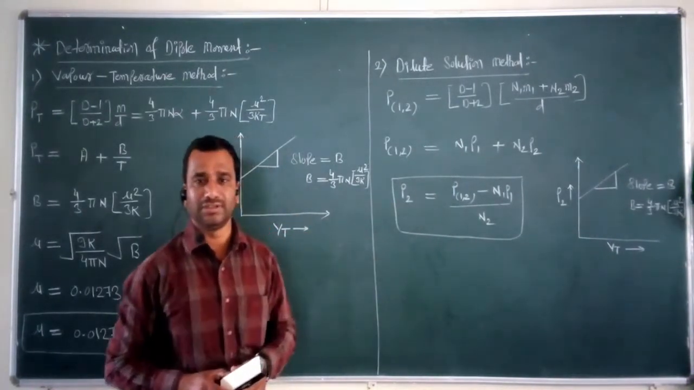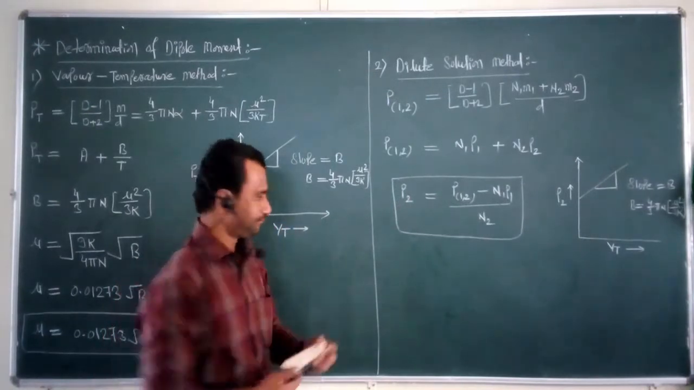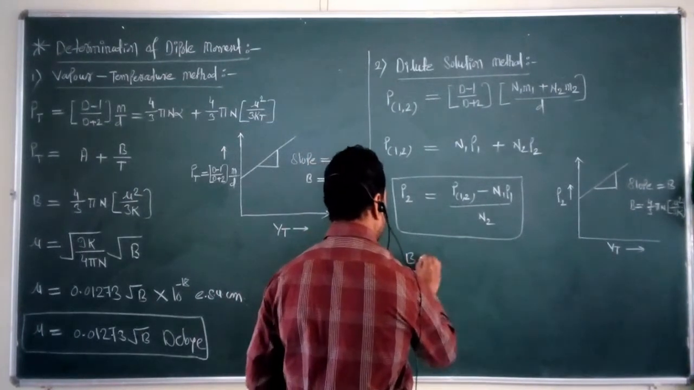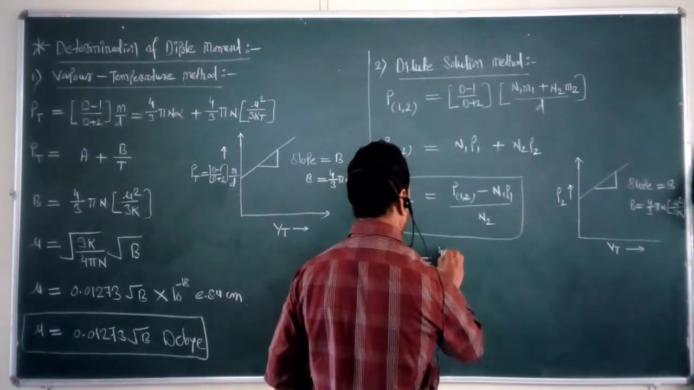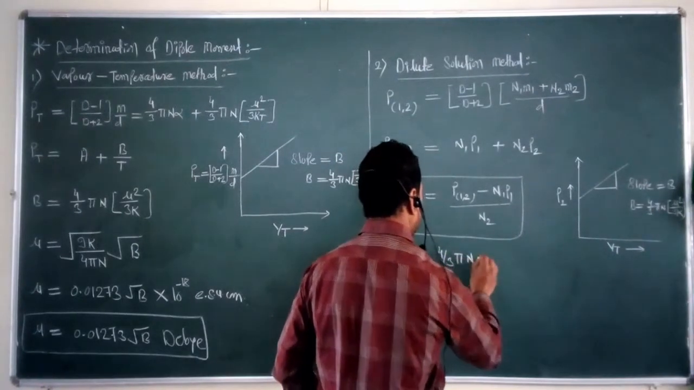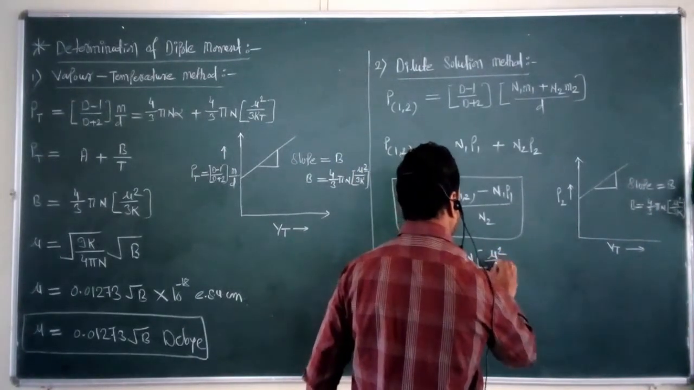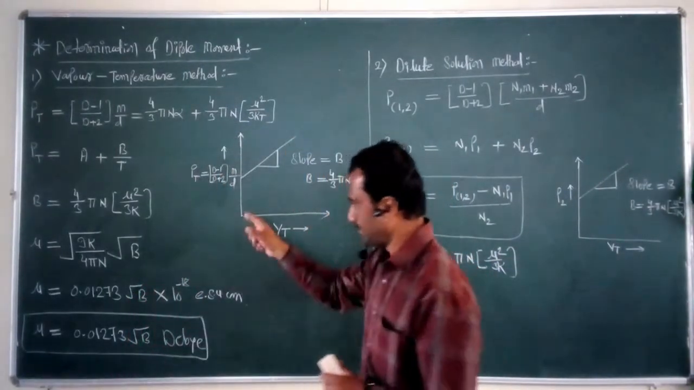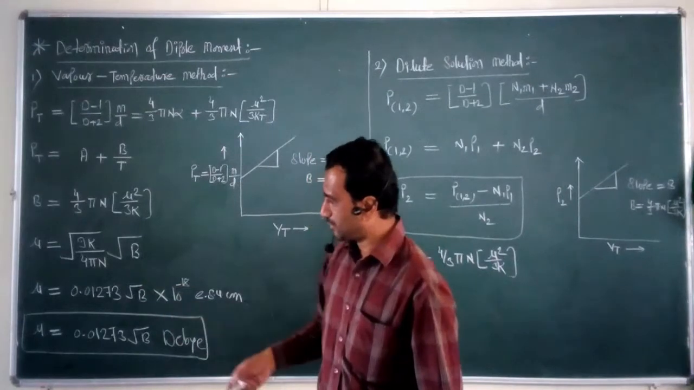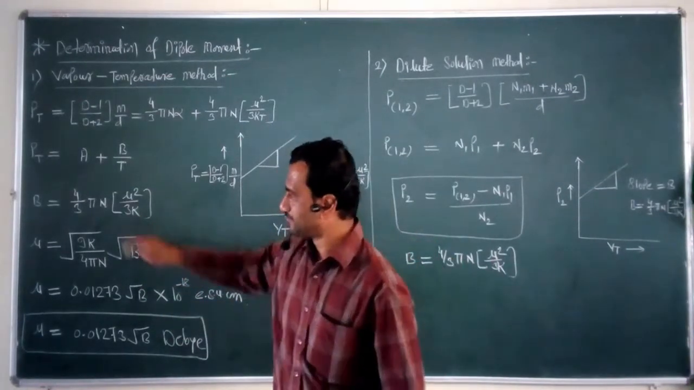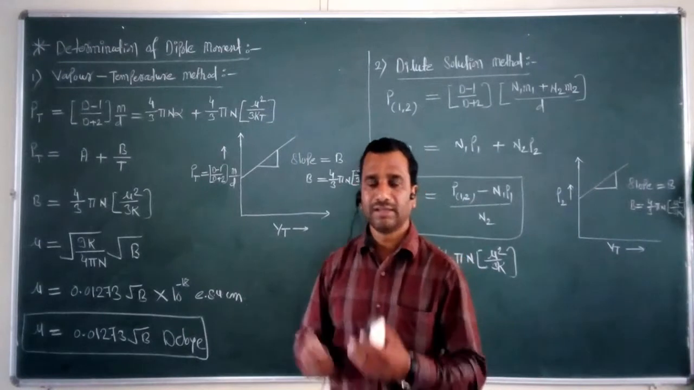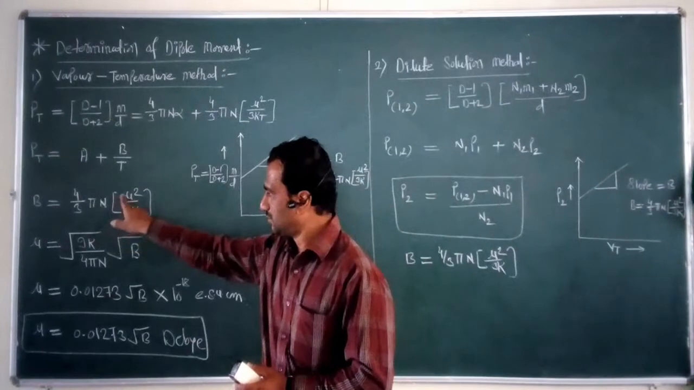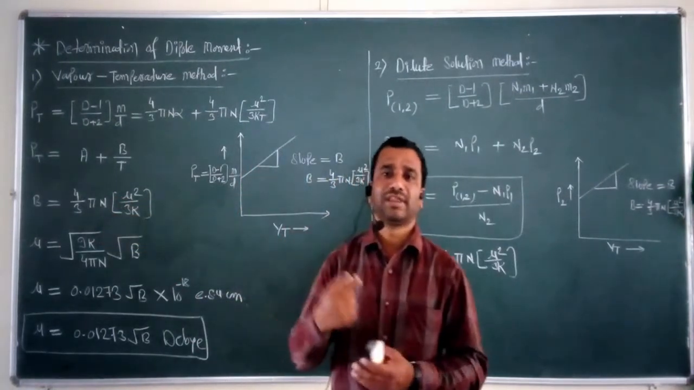Once we get the value for this slope B, B is equal to again 4 by 3 pi n mu square divided by 3k. Again what we have to do here? Again we have to repeat the same procedure. Once we get the value for this B, we have to substitute the constant values for this n, this pi and this k. Again we have to rearrange that equation.